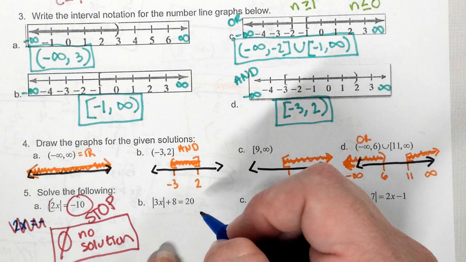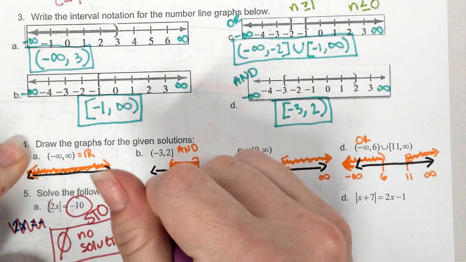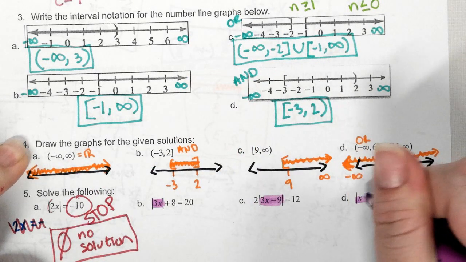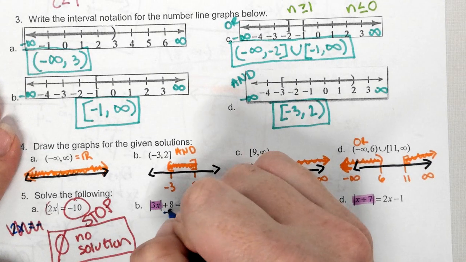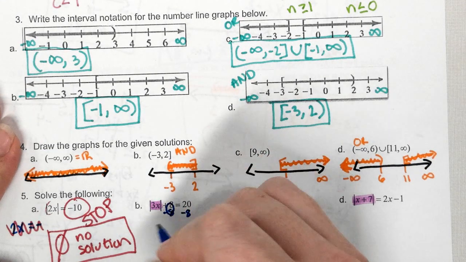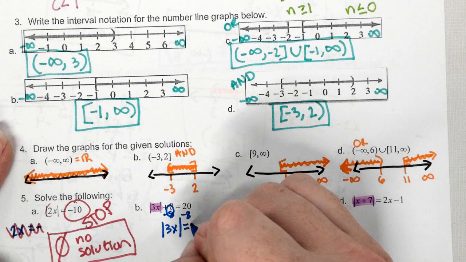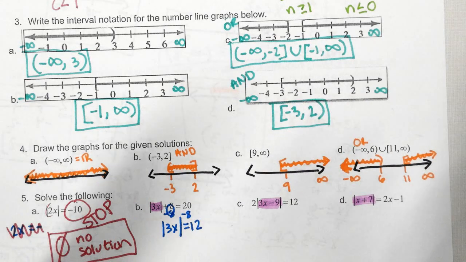Okay, B, I need to get my absolute value alone. What do I have with my absolute value? I have that plus 8. How do I get rid of a plus 8? I'm going to subtract 8 from both sides. And I get the absolute value of 3x equals 20 minus 8 is 12. Now my absolute value is by itself. It equals a positive, so we're good to go.